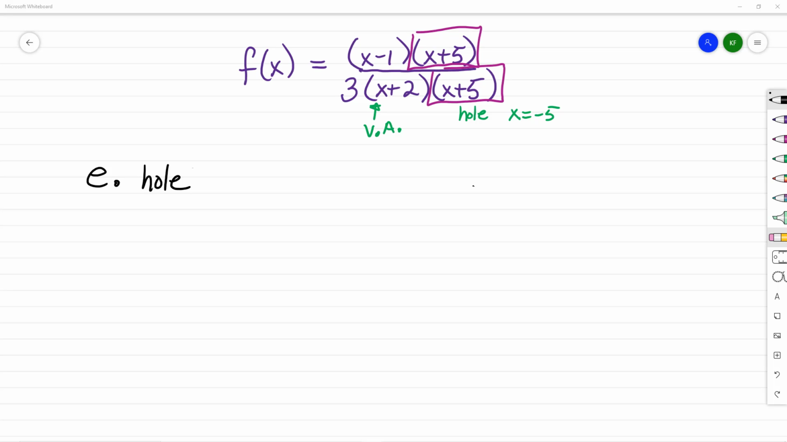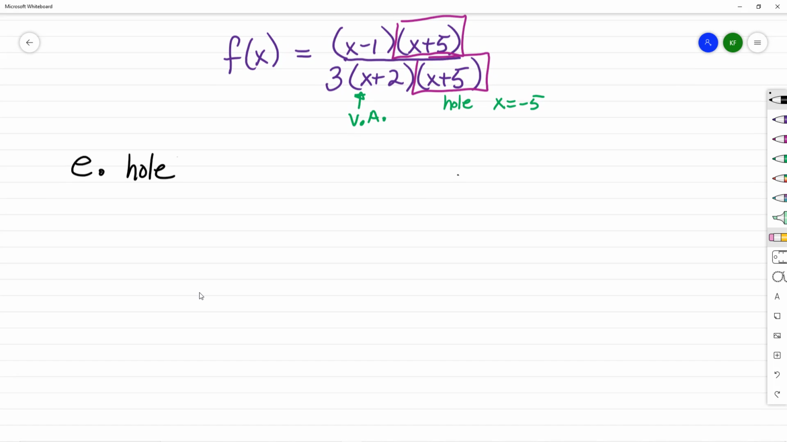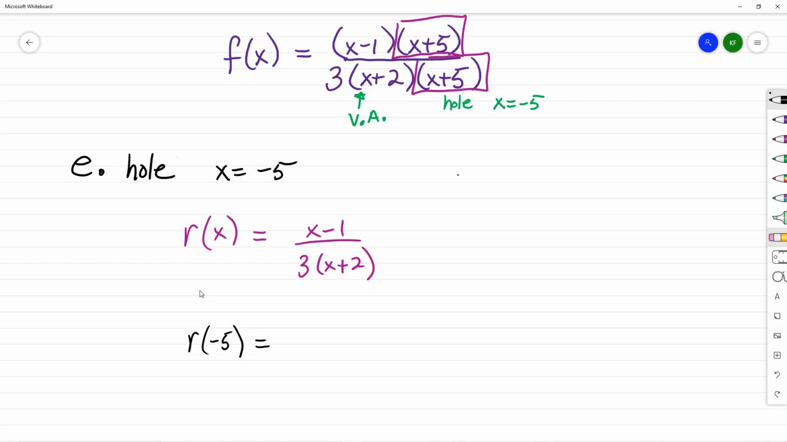So now we're going to find the hole. And we've already established that the hole is going to be located at x equals -5. So which function do we plug it into? If you recall, we're going to plug it into that reduced form of the function, which I'm just going to write out again really quick. And we're just going to go ahead and substitute it in, and we will figure out where the y coordinate is.